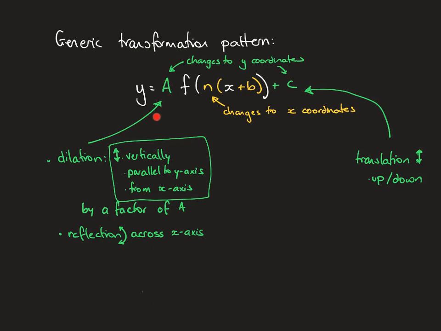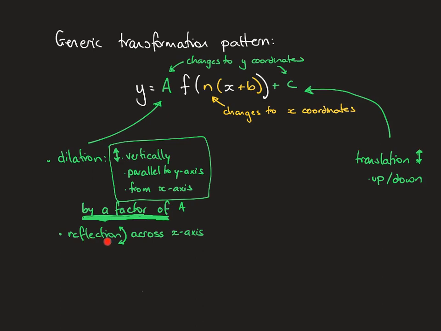There's two things that the a does. It dilates, which means it stretches. Now the stretch is in this direction, which you can describe in the exam as vertical. You can describe it as parallel to the y-axis, or you can describe it as from the x-axis, but you must include the words by a factor of and then the number. It's not dilation 3, okay? It's dilation by a factor of 3. Don't write dilation 3, it's not correct. You need to have the words by a factor of.